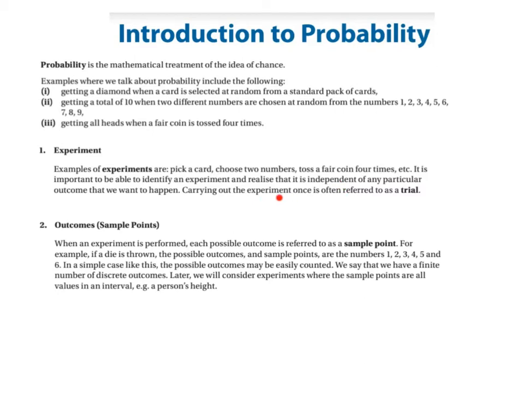Now if we carry out the experiment once, it's called a trial. The outcomes or the sample points: each possible outcome is referred to as a sample point. So for example, if I roll a die, the possible outcomes or the sample points are the numbers 1, 2, 3, 4, 5 and 6. And that means that sometimes we're able to easily count them, sometimes we're not.